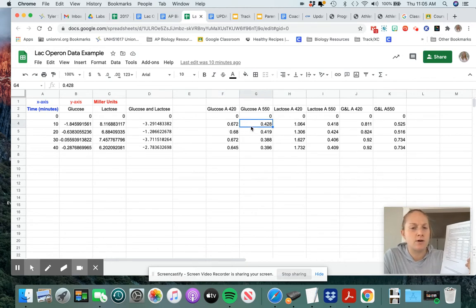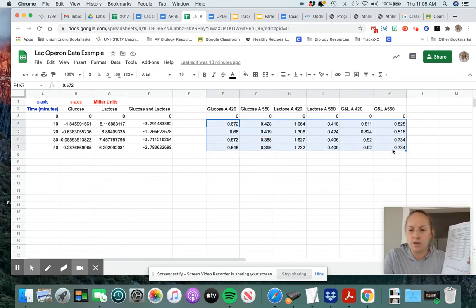Do the same thing for glucose 550. Go through each of these groups and change those numbers. Make sure they're accurate. Make sure that you're putting in the right number in the right spot. But you are changing all of these numbers to fit your data. And again, if you didn't get to 40 minutes, you won't do this last row. But if you did, you will need to change all of this. So that's the first thing you should do, is change that data. I would completely pause this video and go ahead and change that data now.